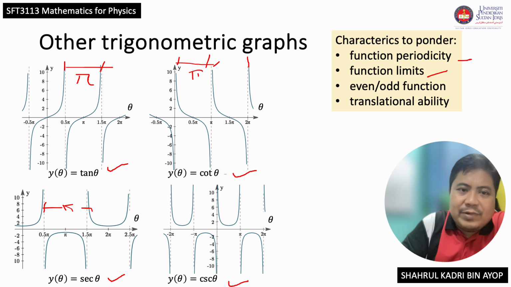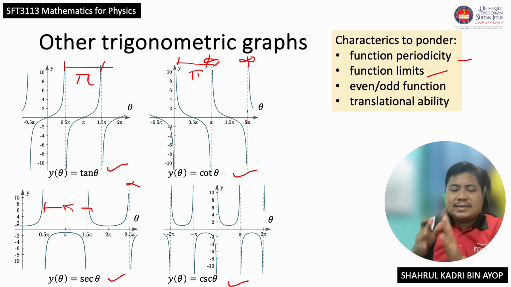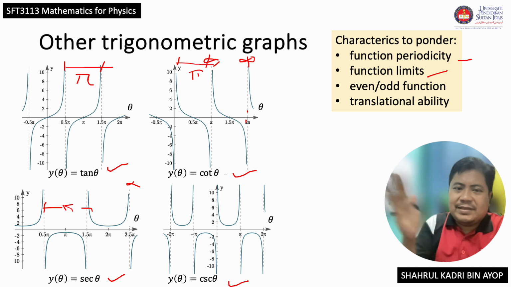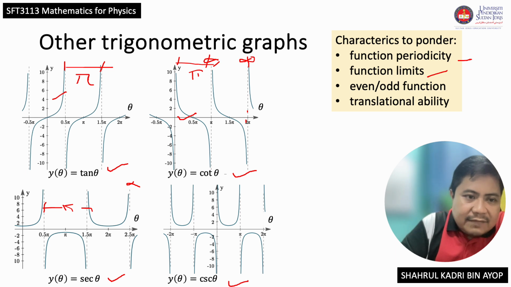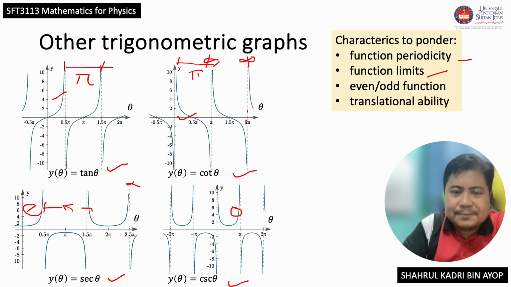And then the function has some limits where it will not touch the 2 pi. It is going to infinity. This one is also going to infinity. So there is an asymptotic line which limits the function. And then you have to recognize which one is odd. This is odd. This is also odd, I think. This is even. This is odd, if I'm not mistaken.